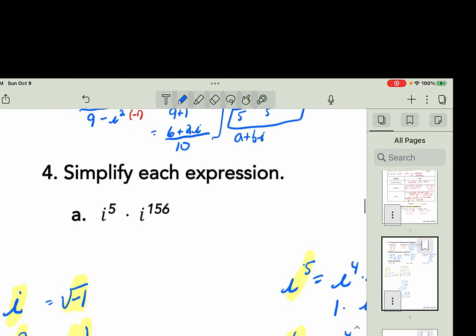So what we're going to do is say i to the 157 is equal to i to the 156 times i. And we can see here that 56 is divisible by 4, so that would mean that i to the 156 equals 1. So now we're left with just 1 times i times 1, and that's simply going to equal i, and that's my answer.